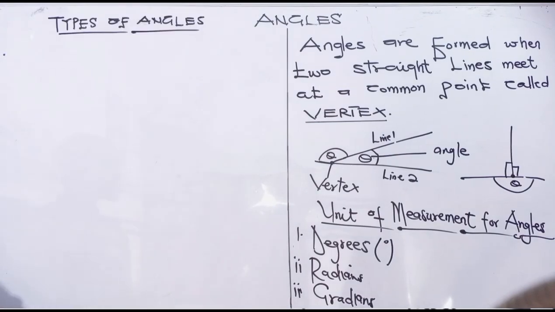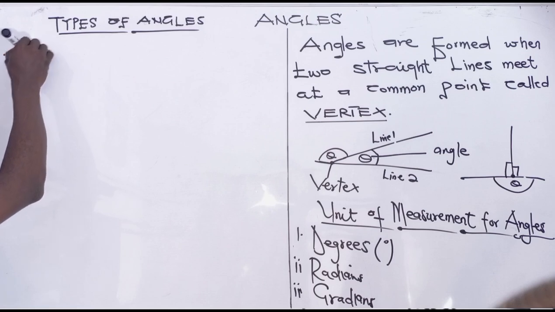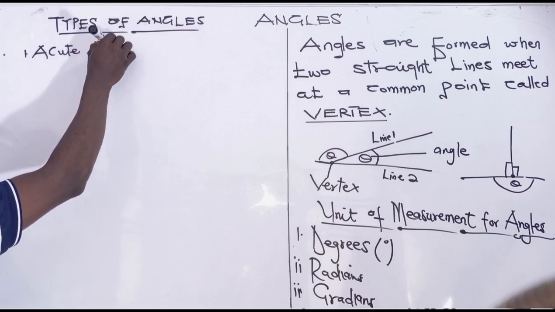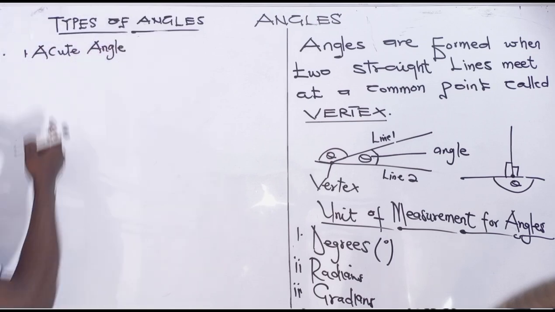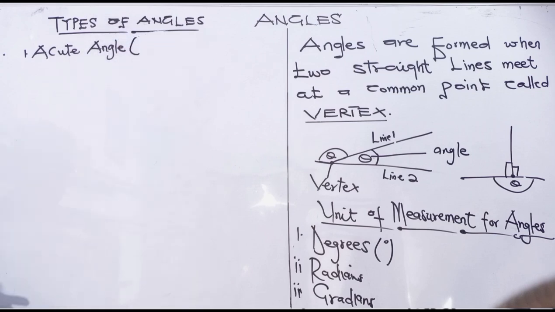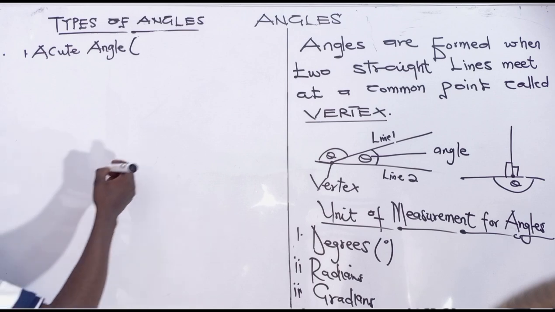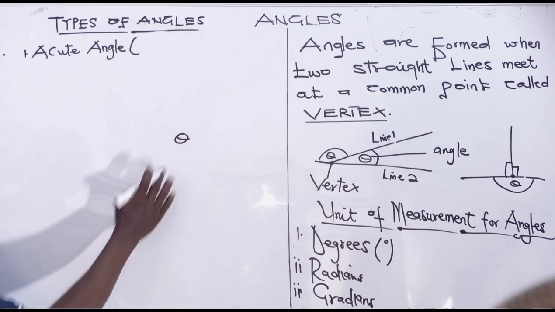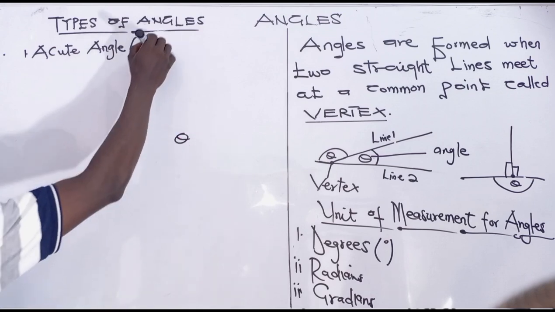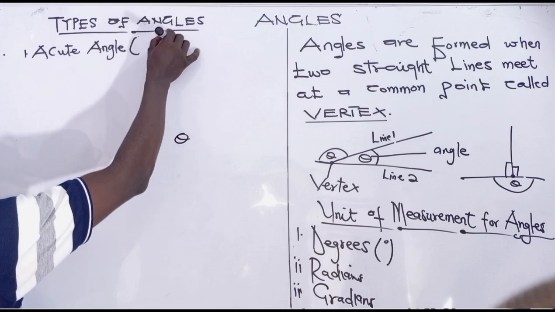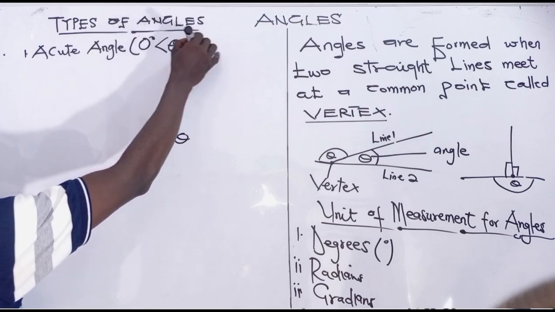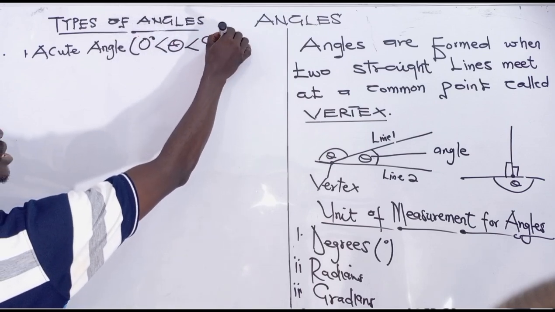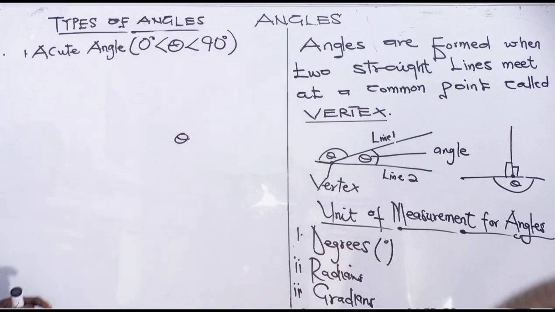Another type of angle we shall be looking at is the acute angle. When we talk about an acute angle, we are referring to an angle whose measure is always less than 90 degrees, or an angle which is between 0 and 90 degrees. Let's use theta to represent our angle. That is what an acute angle is.